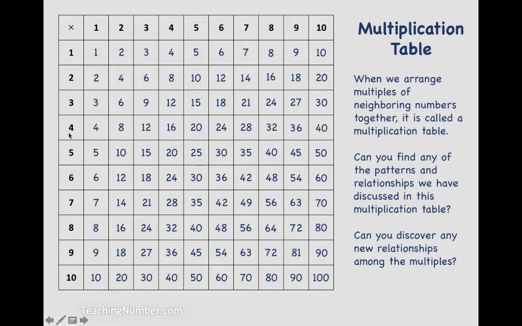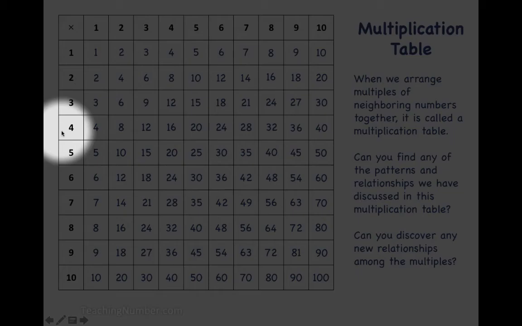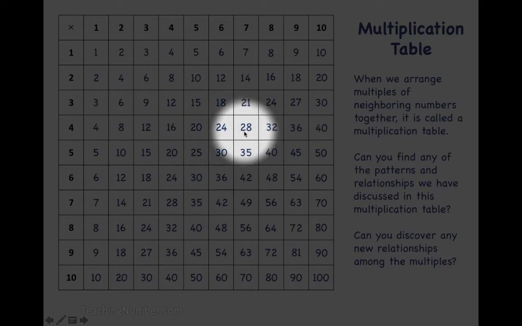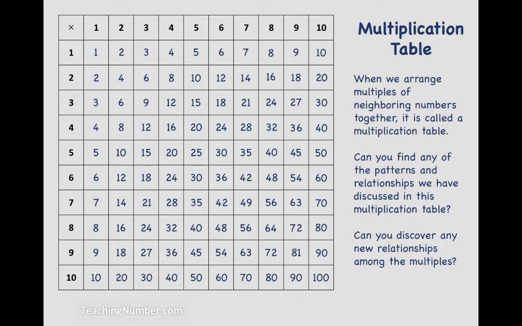If I want to find 4 times 7, I'm looking for the fourth multiple of 7. So I need to be in the fourth row of the multiplication table and the seventh column. This cell gives me the fourth multiple of 7, which is 4 times 7, and 4 sevens make 28.